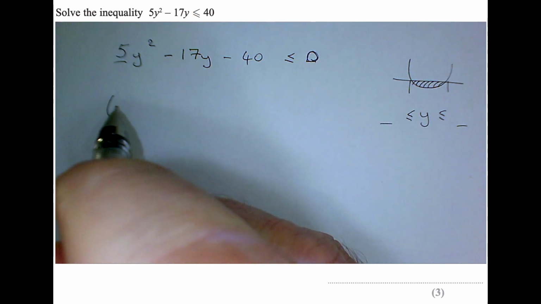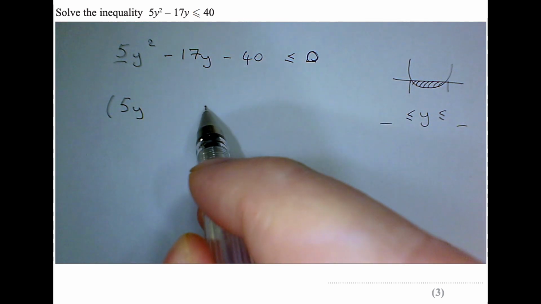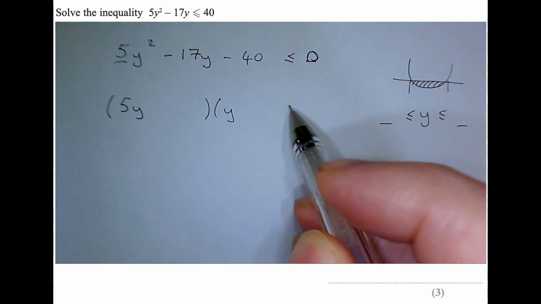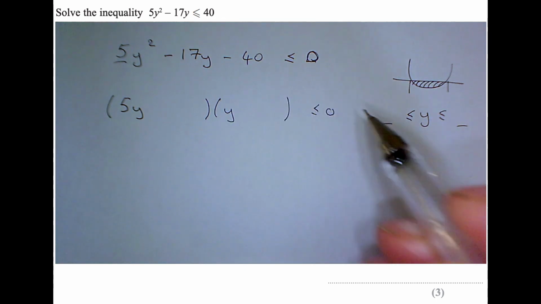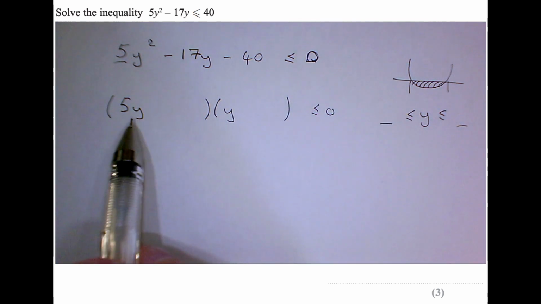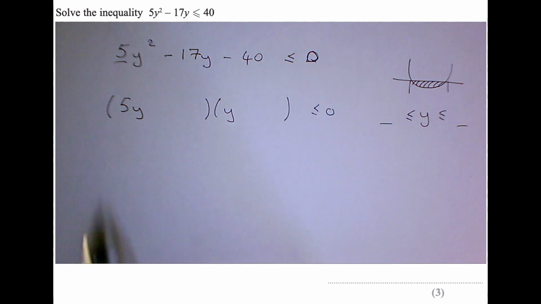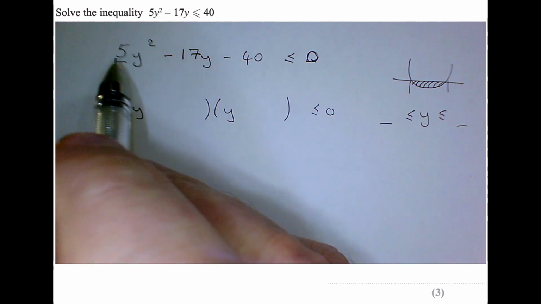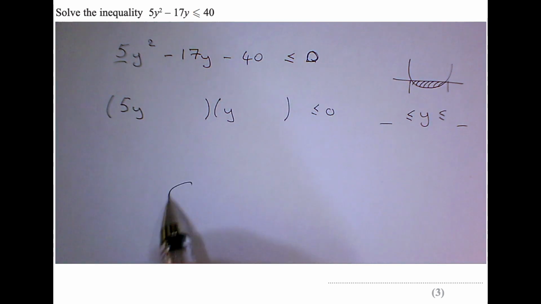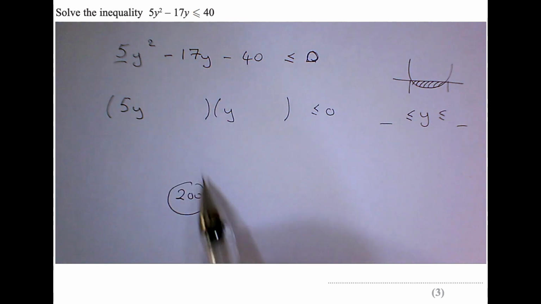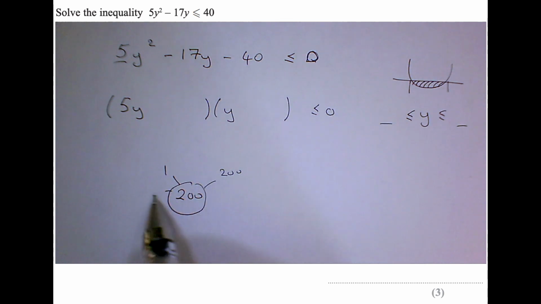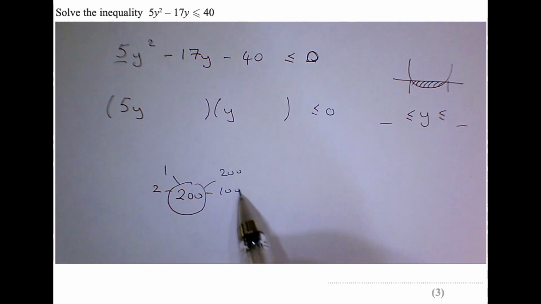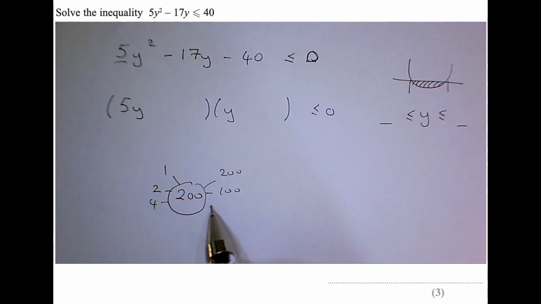Okay, and so what I need to do now is think about how to factorize this quadratic. I really recommend that you don't use the quadratic formula for this, because I've seen it go wrong so many times. So what I'm looking for to factorize this is 5 times minus 40 gives me minus 200. So I'm looking for two numbers that multiply together to make minus 200, but add up to make minus 17.